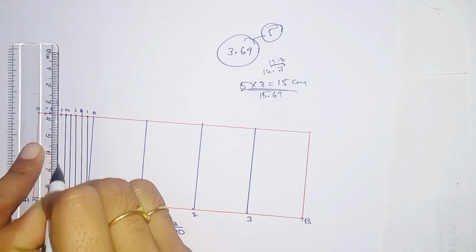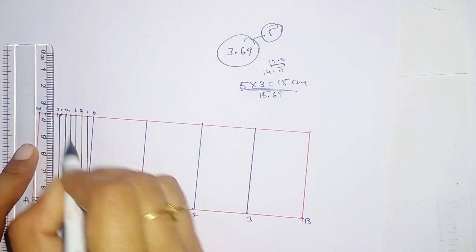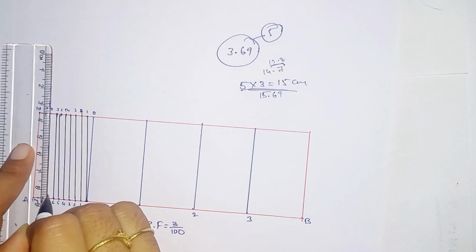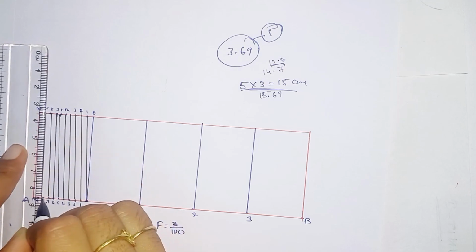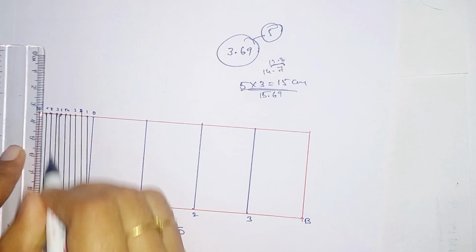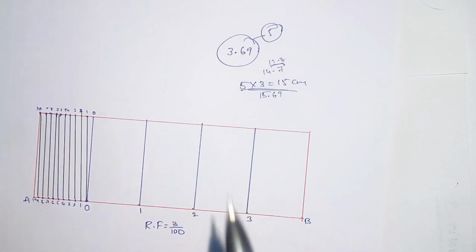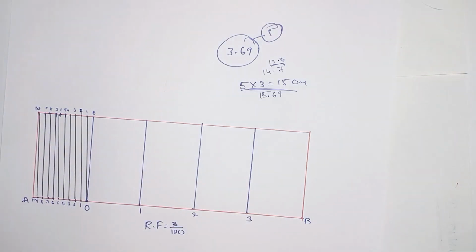Similarly, 5th you have to join to the 6th point, 6th to the 7th point, 7 to the 8 point, 8 to the 9th point, and the 9th point to the 10th point. This is the diagonal. You have to join the points of 0 on the left side of the box, the 10 equal divisions.